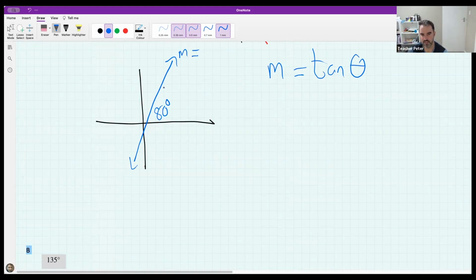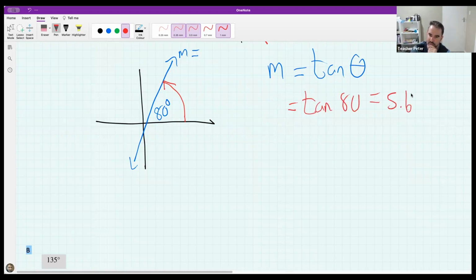What is the gradient of this straight line? Now, it looks steeper to me, so the gradient should be bigger. But I want you to tell me in the chat, what do you get? What's the gradient if the angle of inclination of this line is 80 degrees? So in your calculator, you're going to put the tan of 80, and you get 5.67. And what that means is on this line, for every 1 unit I go across, I go up by 5.67. Okay, fantastic. You guys are smashing this.